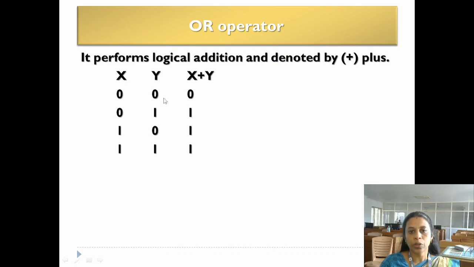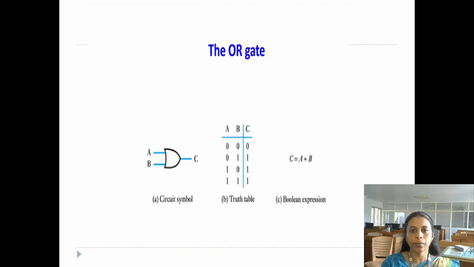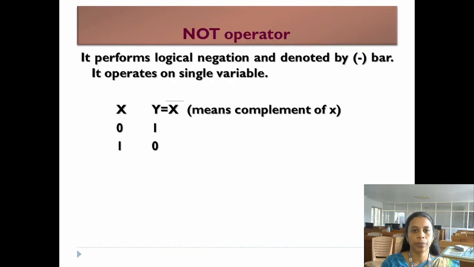Here for 0 0 the output is 0. For 0 1, 1 0 and 1 1 your output will be high. If any one of the inputs is high for an OR gate, the output will be high. So this is the OR gate symbol, followed by the truth table and the Boolean expression of the OR gate, where C is equal to A plus B, where A and B are the two input variables.